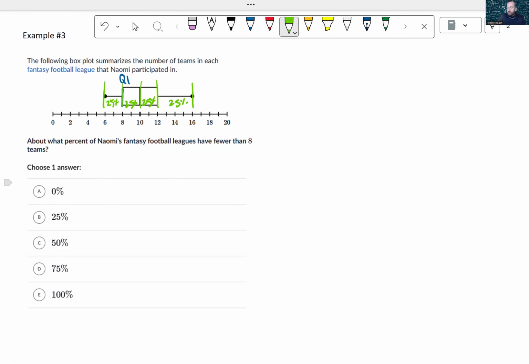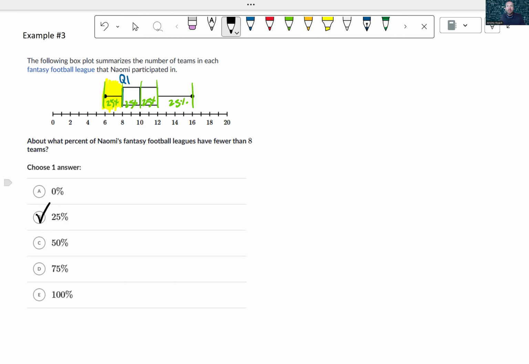And we're looking for fewer than 8. Fewer than 8 is everything of the data that's less than 8. And remember, it's not all the way to 0. It's less than 8, and it stops at the lowest data point, which looks like in this case is 6. So 25% have less than 8 teams.